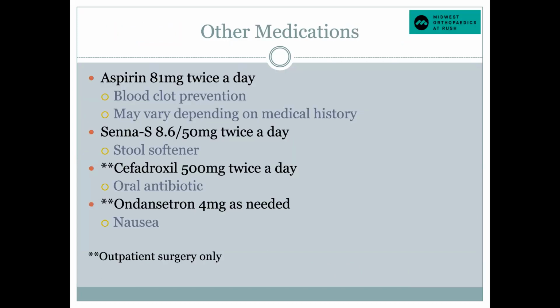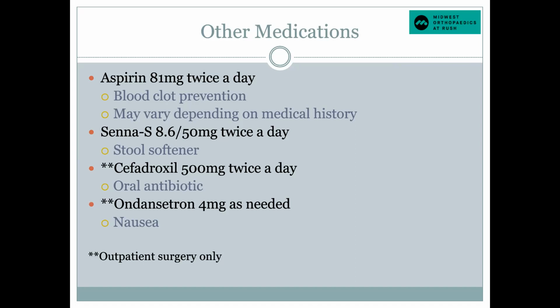We will prescribe a blood thinner for all patients to help prevent blood clots after surgery. Our standard regimen is aspirin, 81 milligrams, which is a baby aspirin, twice a day for 30 days. This totally depends on the patient's history too. If you were previously on a blood thinner or you have some pre-existing conditions, we may change this up.